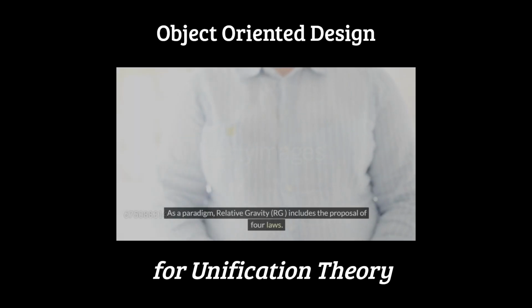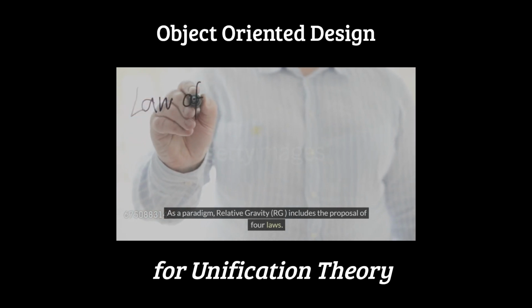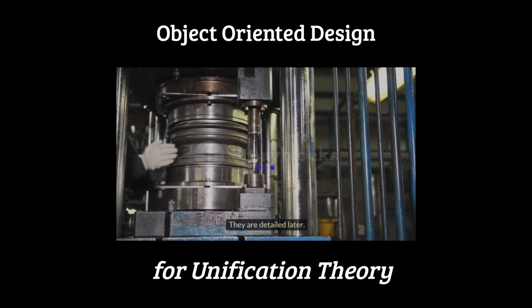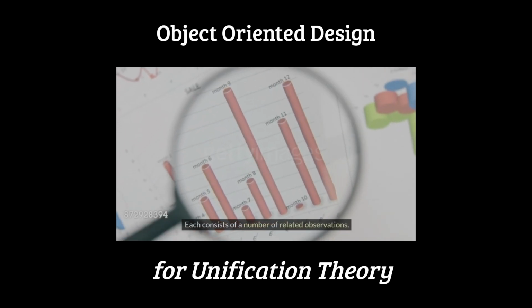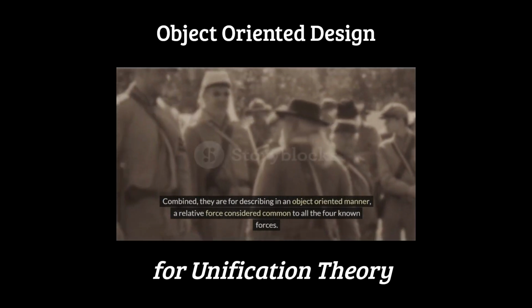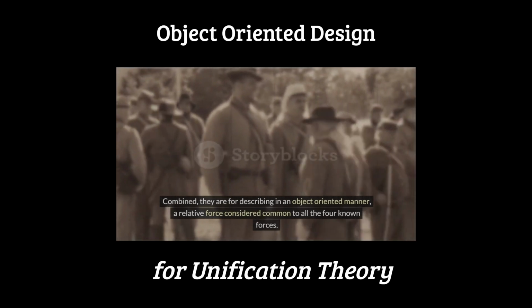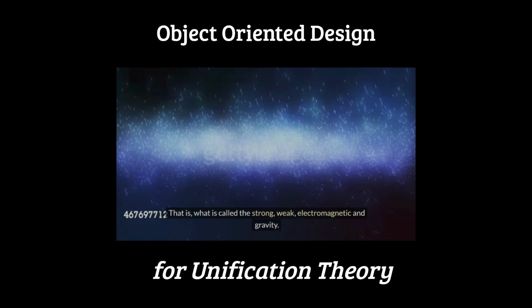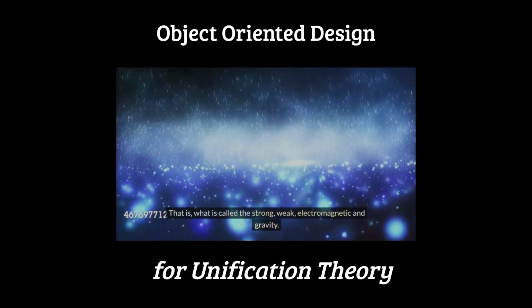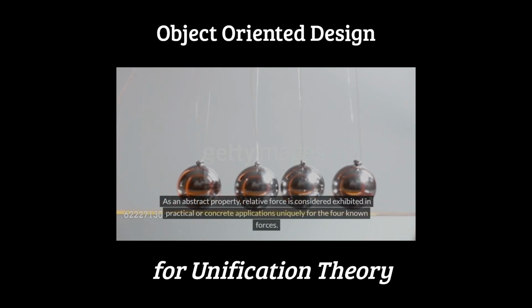As a paradigm, relative gravity, RG, includes the proposal of four laws. They are detailed later. Each consists of a number of related observations. Combined, they are for describing in an object-oriented manner a relative force considered common to all the four known forces. That is, what is called the strong, weak, electromagnetic and gravity. As an abstract property, relative force is considered exhibited in practical or concrete applications uniquely for the four known forces.